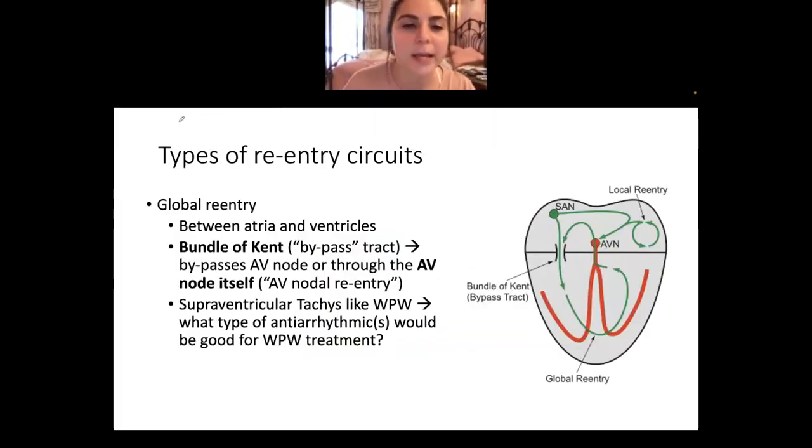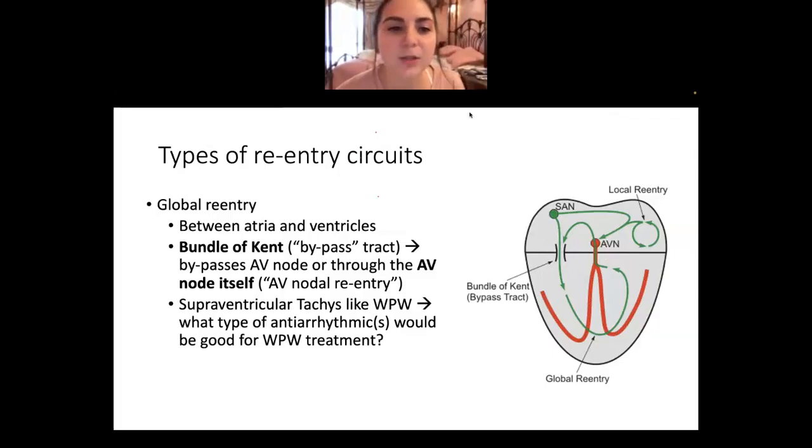And then kind of going into reentry circuits, because Wolff-Parkinson-White is a specific type of reentry circuit. This is just saying you can have a reentry circuit everywhere. Again, it can be anywhere along the electrical conduction pathway, but there are two main ones: a global and a more localized one. So I'm going to talk about global reentry. Global reentry, just think of the whole heart. We have a reentry circuit happening between the atria and the ventricles.